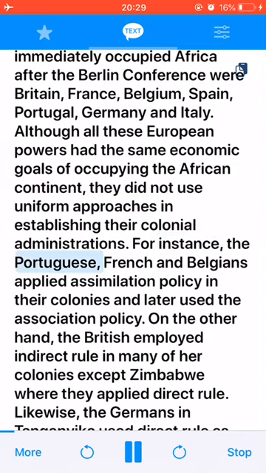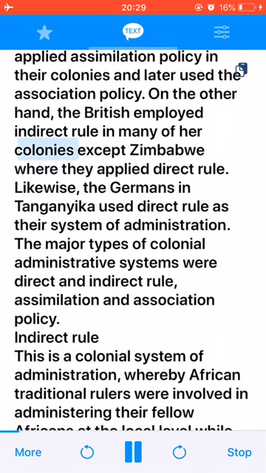For instance, the Portuguese, French and Belgians applied assimilation policy in their colonies and later used the association policy. On the other hand, the British employed indirect rule in many of her colonies except Zimbabwe, where they applied direct rule. Likewise, the Germans in Tanganyika used direct rule as their system of administration. The major types of colonial administrative systems were direct and indirect rule, assimilation and association policy.